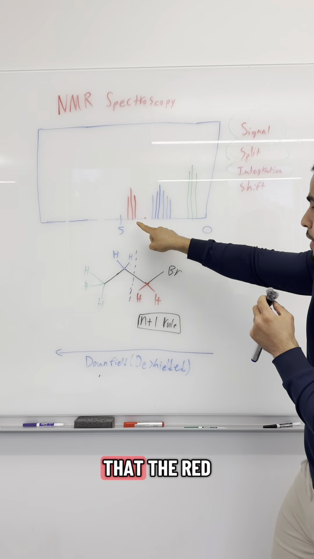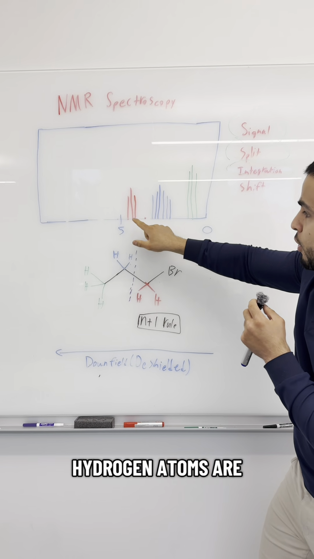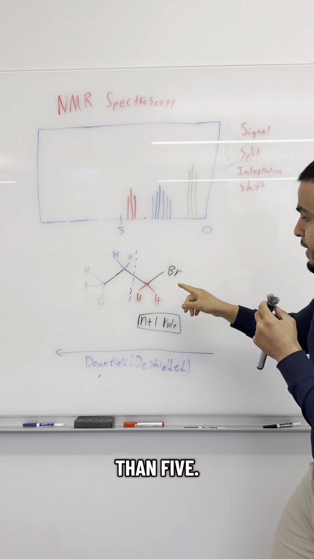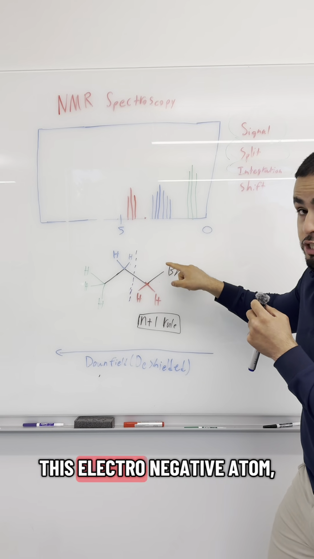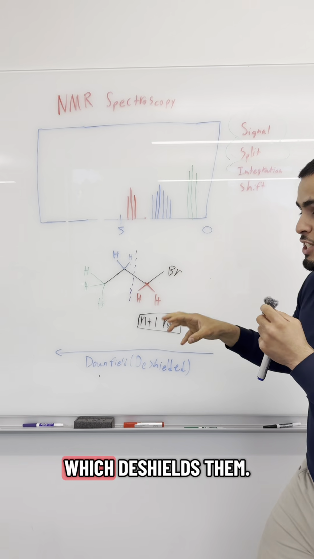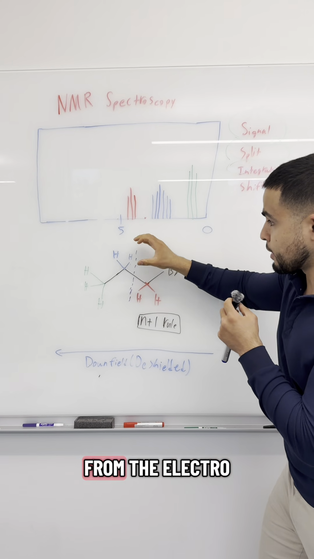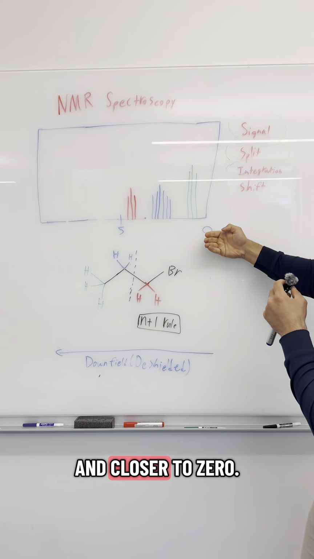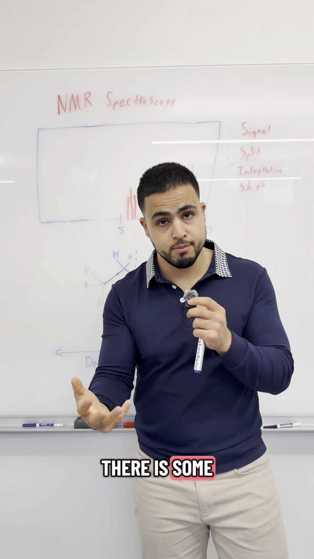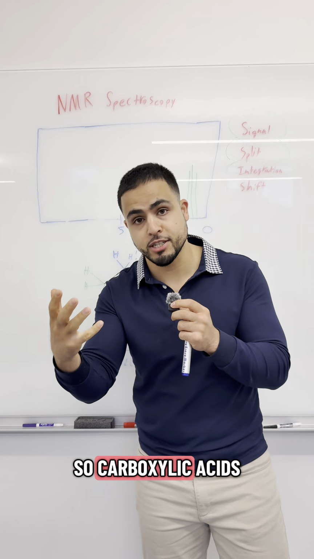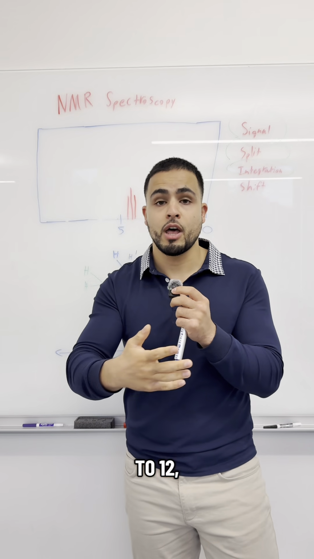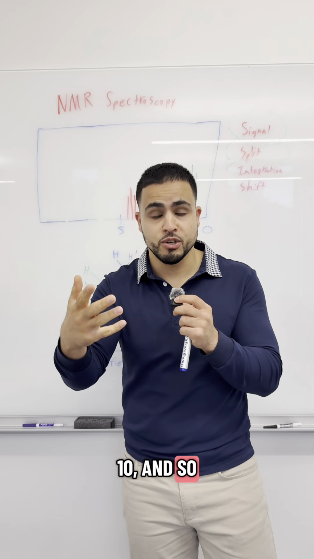So you can see right here that the red hydrogen atoms are at about 5, a little less than 5, and that's because they're close to this electronegative atom, which is bromine, which de-shields them. And as you get farther away from the electronegative atom, you get closer and closer to 0. Now, unfortunately, there is some memorization you have to do over here. So carboxylic acids will de-shield to 12, aldehydes to 9 to 10, and so on and so forth.